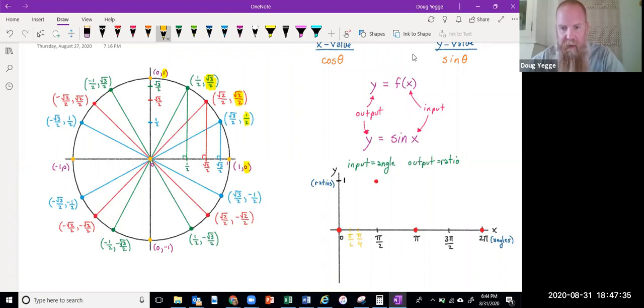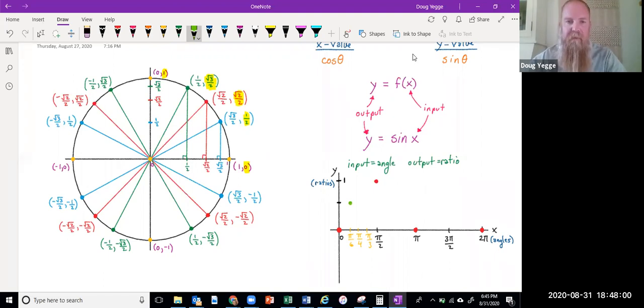And pi over 3 is just above pi over 4. And so if I was to look at those points, then what I could see is that at pi over 6, my y value is 1/2. So 1/2 is halfway, obviously, between 0 and 1. So my y value is 1/2.